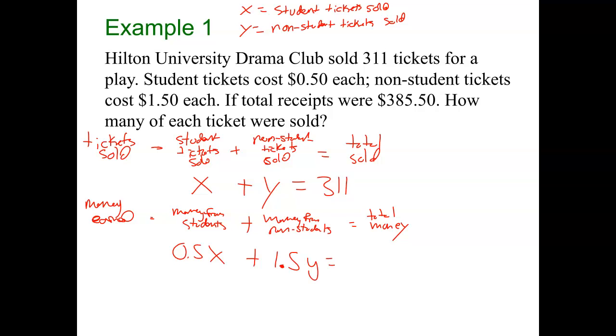Now, when I take all the money that I got from students and all the money that I got from non-students and I add them together, what do I get? $385.50. So now I've got my two equations. Now I can solve my system using whatever method you feel like. You can use substitution or you can use elimination, your choice.